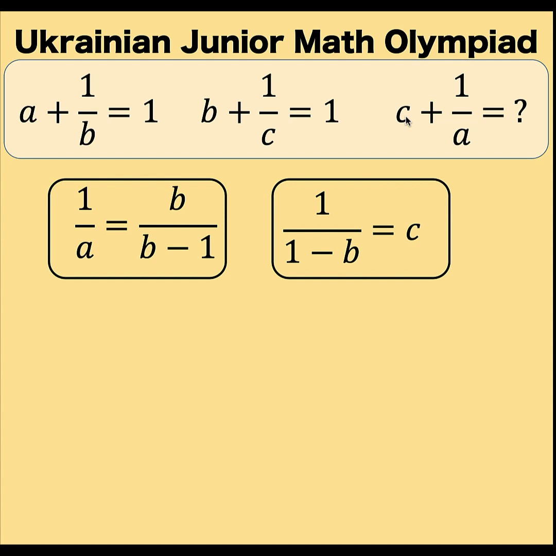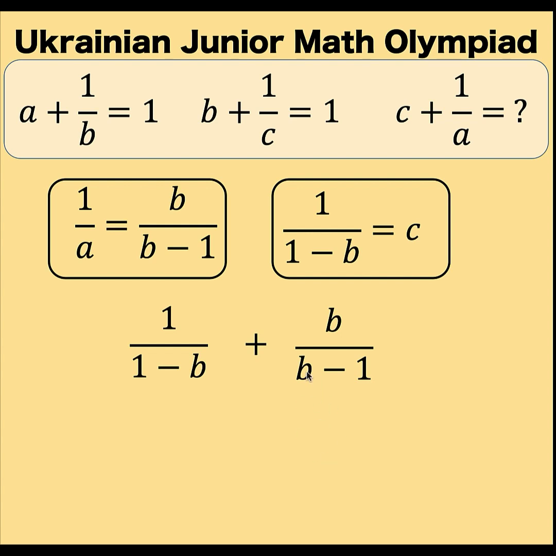To find now the sum of c plus 1 over a, c is equal to 1 over 1 minus b, plus 1 over a is b over b minus 1. Notice that the denominators are 1 minus b and b minus 1. If this b minus 1 is 1 minus b, then we can have a common denominator, and therefore we can easily add these two fractions.